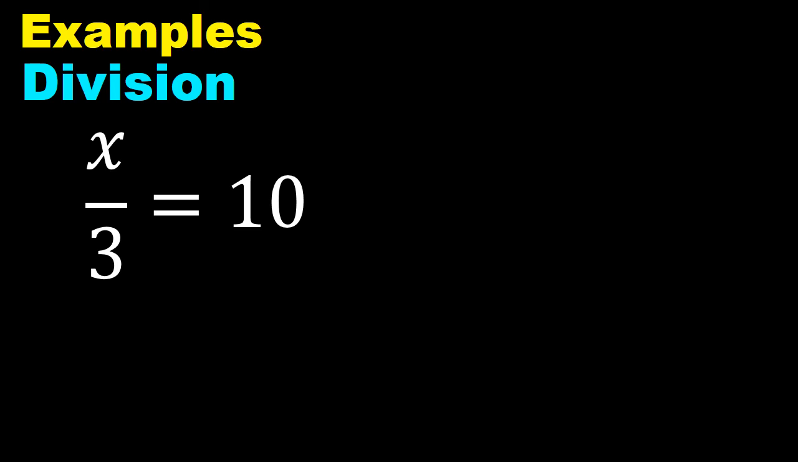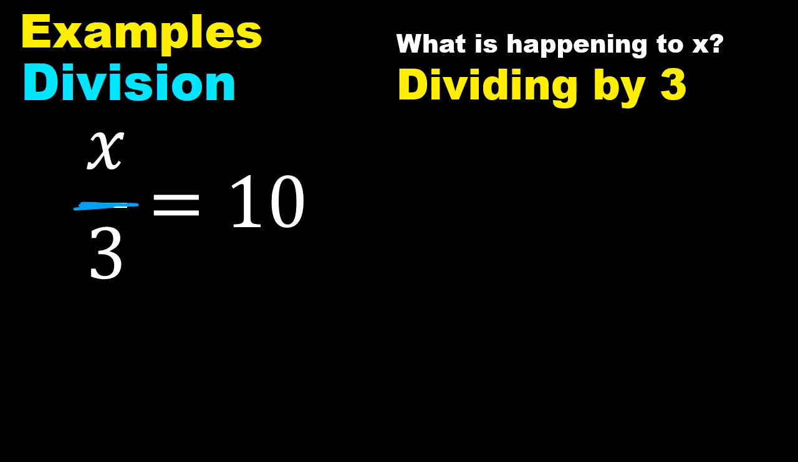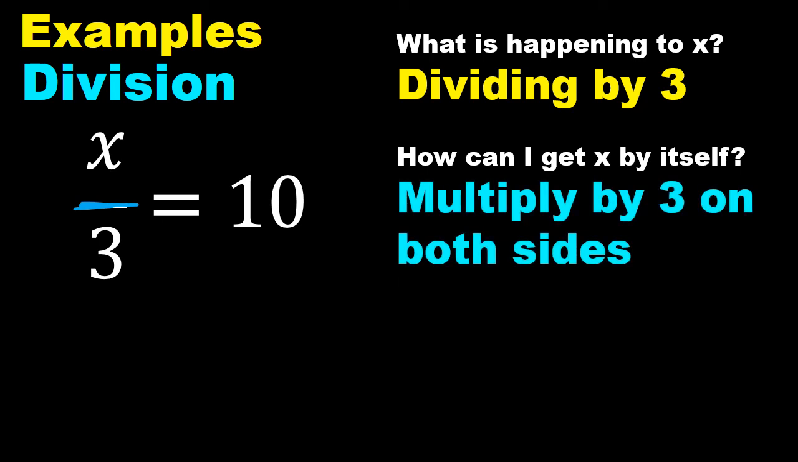So let's talk about this example here. I have x, and the fraction bar means divide. So I have x divided by 3 equals 10. So we say what's happening to x. We know that we're dividing by 3. So how can I get x all by itself? You guessed it. The opposite of dividing by 3 is that I'm multiplying by 3 on both sides.